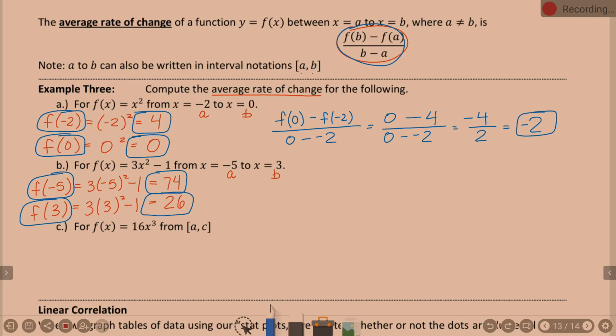Basically, you're thinking y minus y over x minus x, yes? Do I need to write it out in terms of f's? Not necessarily, I guess. If I'm doing f of b minus f of a, it's f of 3 minus f of negative 5, over 3 minus negative 5. We found f of 3 to be 26, minus f of negative 5, so minus 74, over 3 minus negative 5. Well, 3 minus negative 5, that's 8. And 26 minus 74.